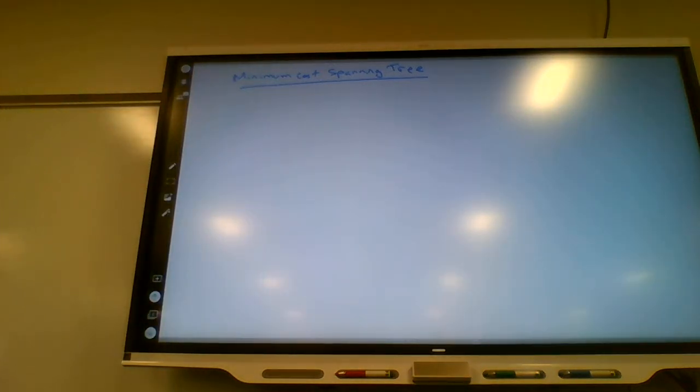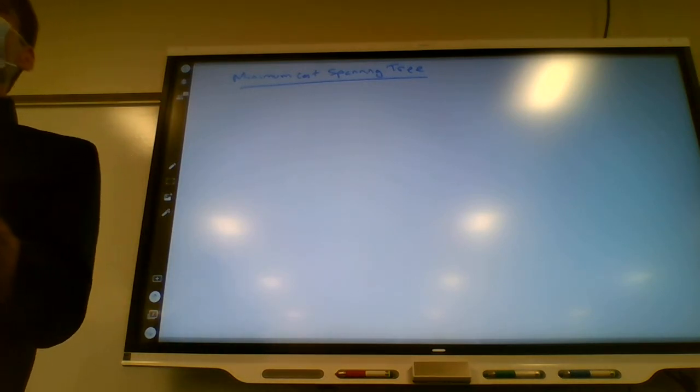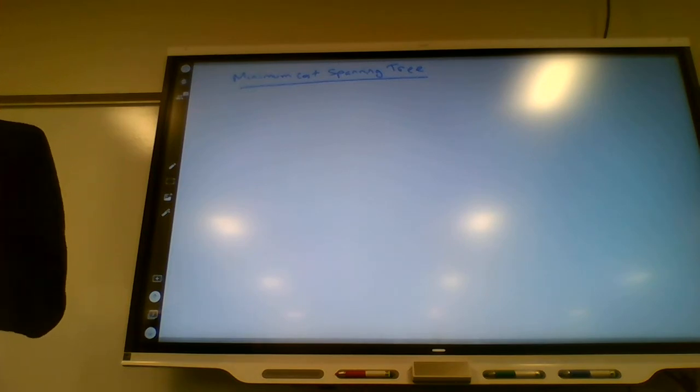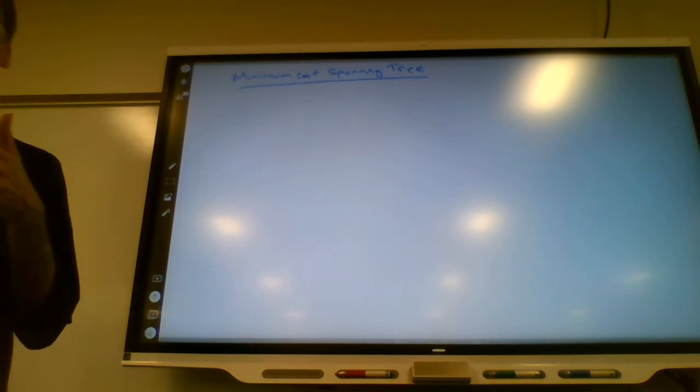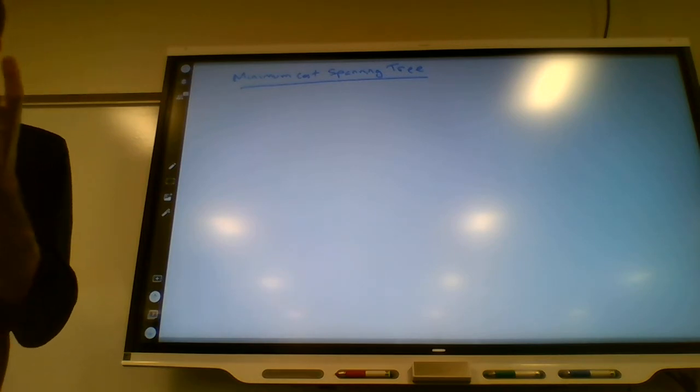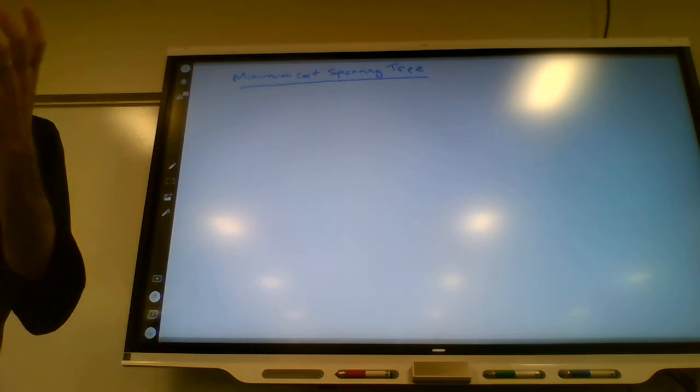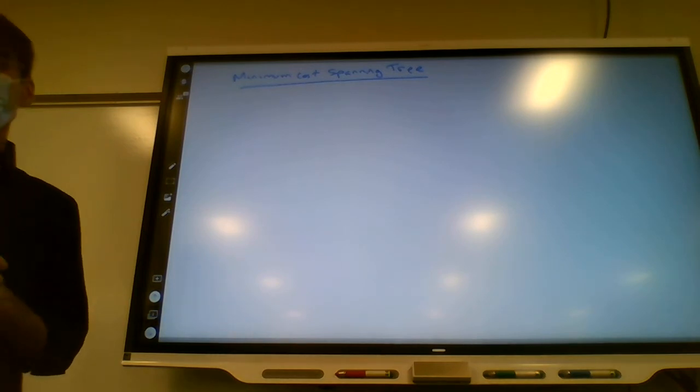All right, so our task is minimum cost spanning tree. So what is a spanning tree again? Connected, no cycles graph. A tree is a connected graph with no cycles. So a spanning tree is a subgraph of an existing graph that is connected, no cycles, so it's a tree, and the spanning part is that it includes all the vertices of the original graph. Right? So all the vertices of the original graph are included.